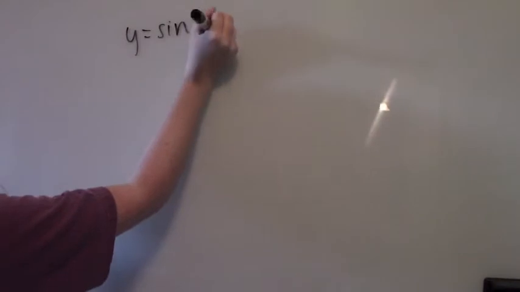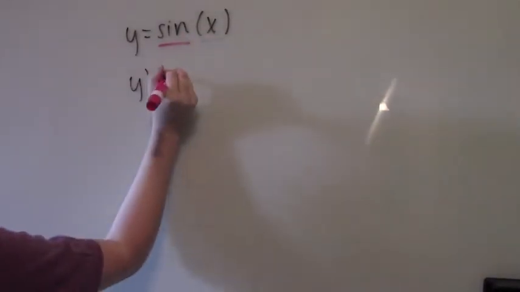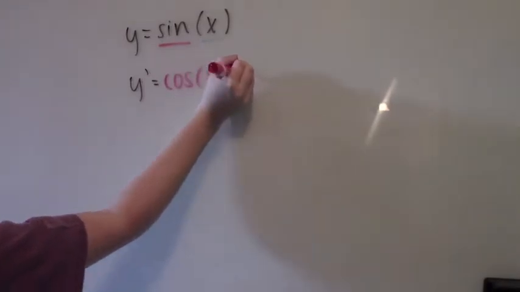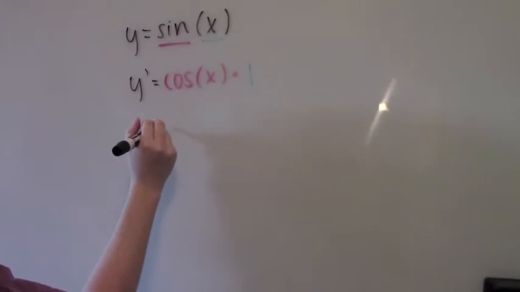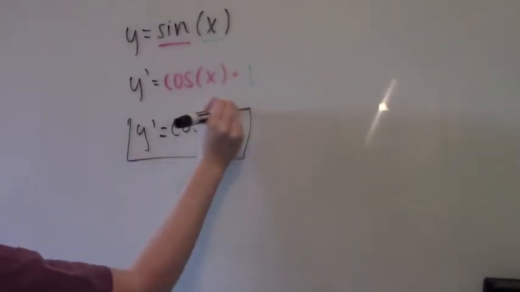So you're really always using the chain rule, even for the function y equals sine of x. So your outer is sine of x, and your inner is just x. So you're doing the derivative of sine of x, which is cosine of x, times the derivative of x, which is just 1. So your derivative is just cosine of x.